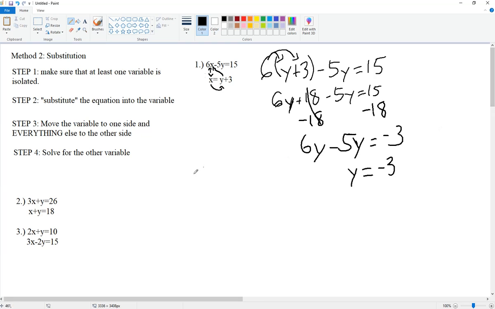I'm not done. I need to solve for the other variable. Since I solved for y, I need to solve for x. In order to do that, I'm going to plug this y into one of the equations. It does not matter which one you plug it into. I always plug it into the easier one. In this case, the easier one is the bottom equation: x equals y plus 3. That means I'm going to substitute my y for the negative 3.